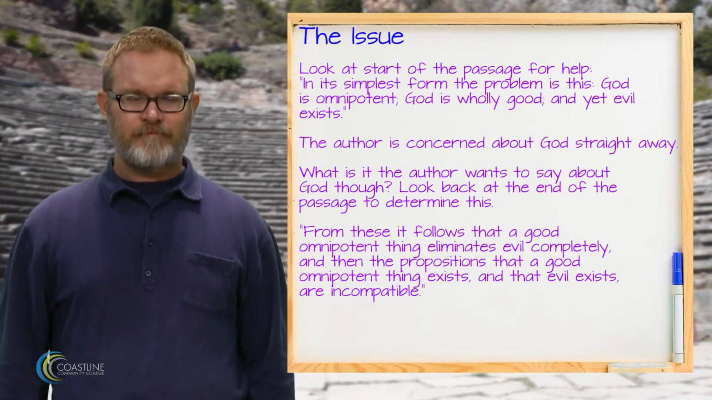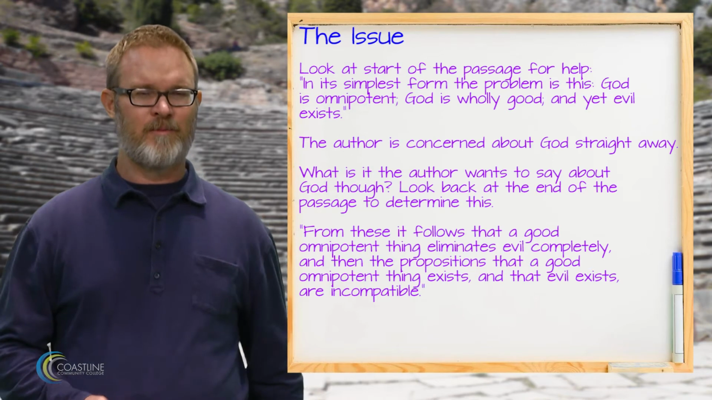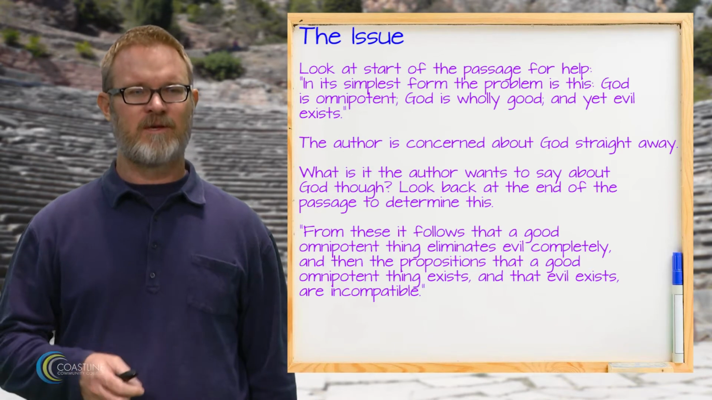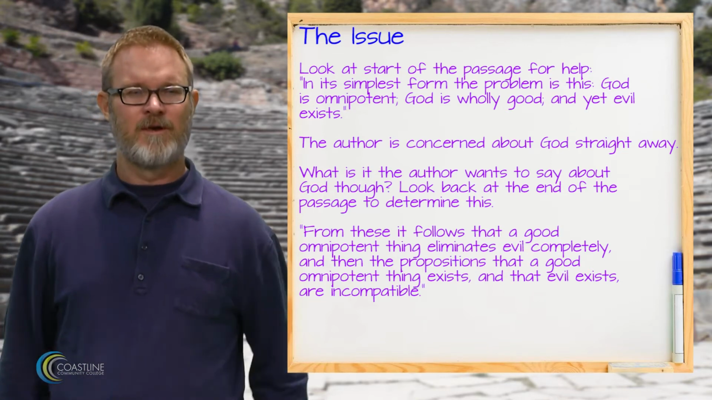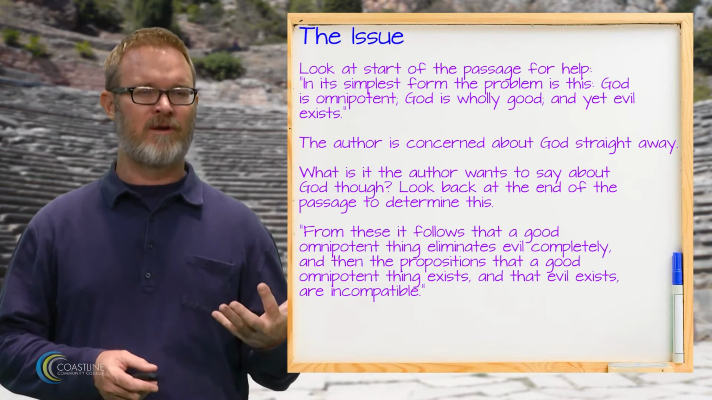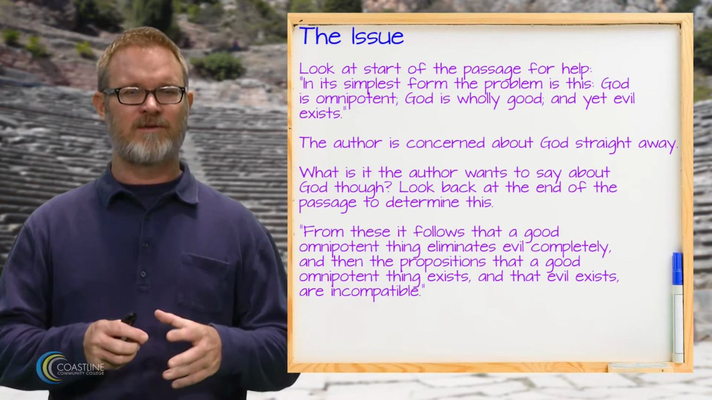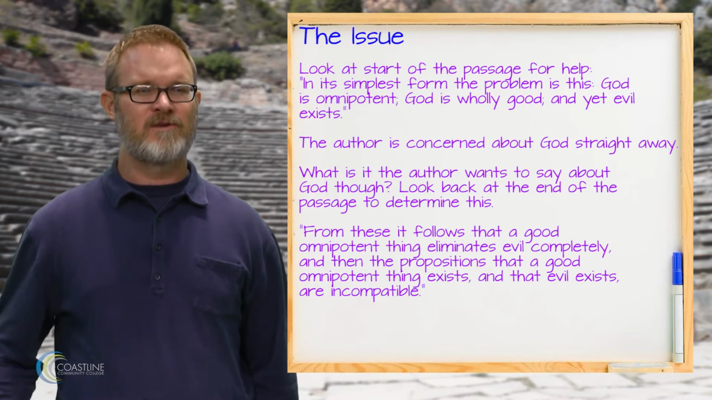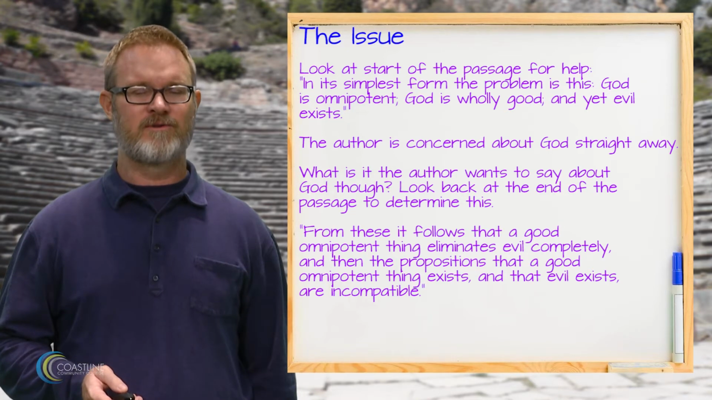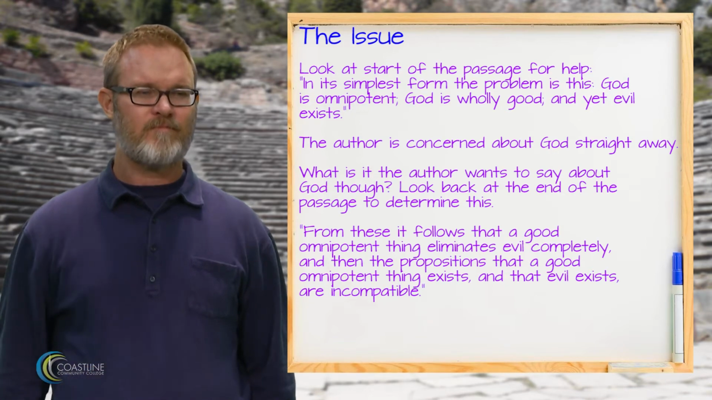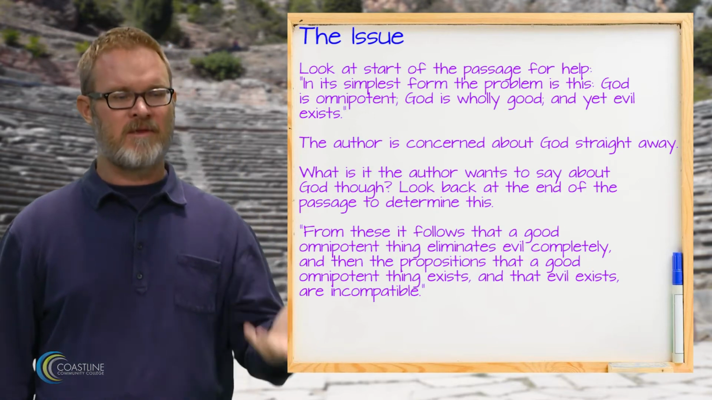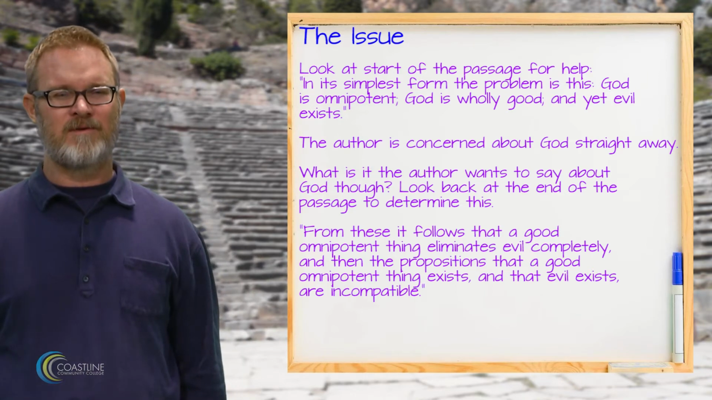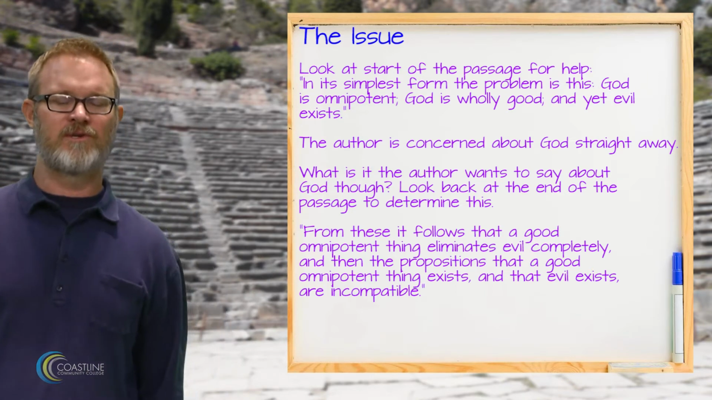If you look back to the beginning of the passage, he says, in its simplest form, the problem is this: God is omnipotent, God is wholly good, and yet evil exists. Approaching a sentence like that to see things in a bigger sense, you can see clearly that Mackey is worried about God here somehow. And so we know that the issue somehow concerns God. So we might ask, what exactly is Mackey, the author, worried about in relation to God?